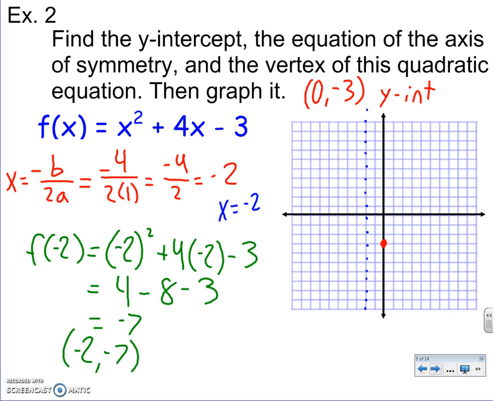So I'm going to graph that next. Negative 2, negative 7. Now remember, this is my axis of symmetry. It reflects the y-intercept. So if this is 2 from that, I'll count left. 1, 2. Here's my other point. It has to be exactly the same distance away. With those three, I can draw my parabola, my U. And that's the answer.